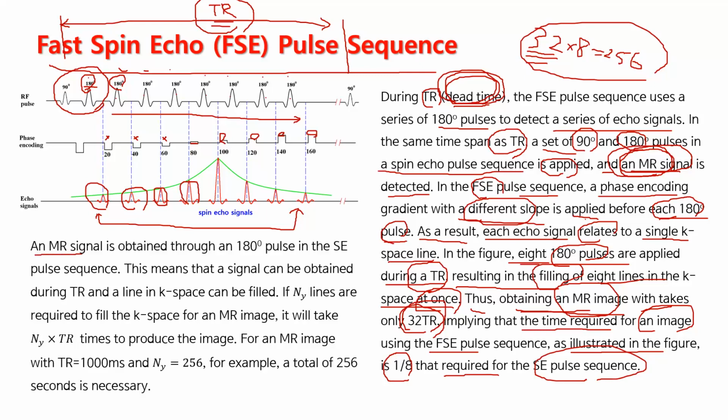An MR signal is obtained through a 180 degree pulse in the spin echo per sequence. This means that just one signal can be obtained during TR, okay? And a line in the K space can be filled. So if NY lines are required to fill K space for an MR image, it will take NY times TR to produce the image.